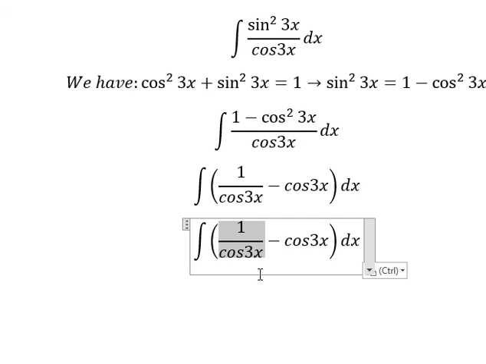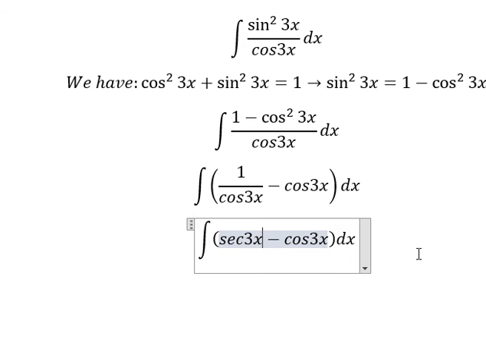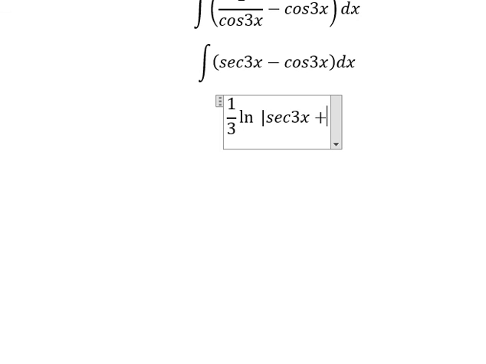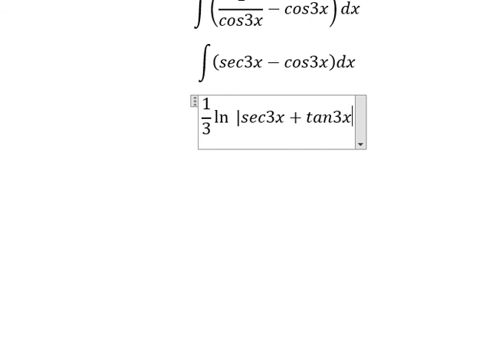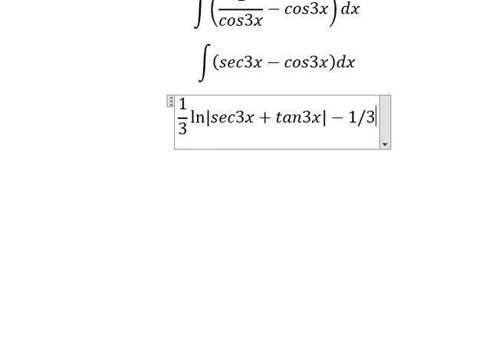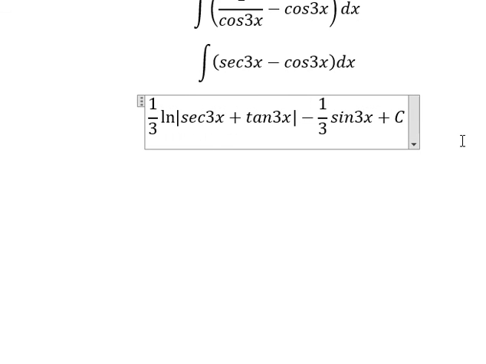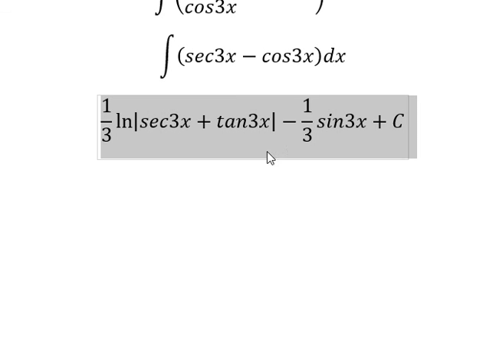This one we can change into secant of 3x. The integration of secant of 3x, we have 1 over 3 ln of the absolute value of secant of 3x plus tan 3x. This one we have 1 over 3 sine 3x and we put plus c. And this is the final answer.